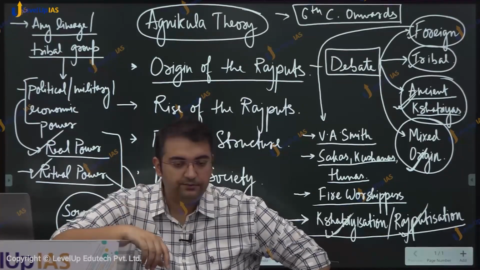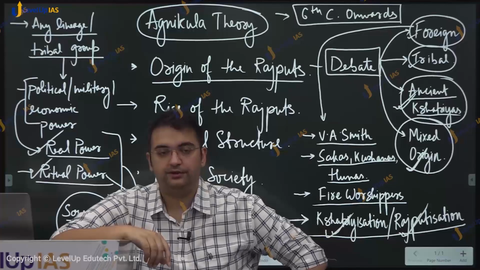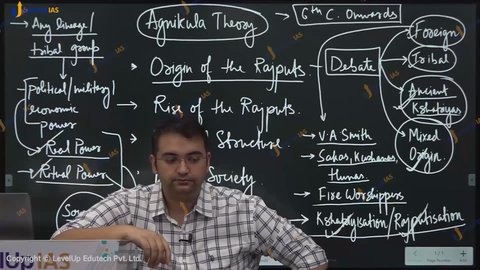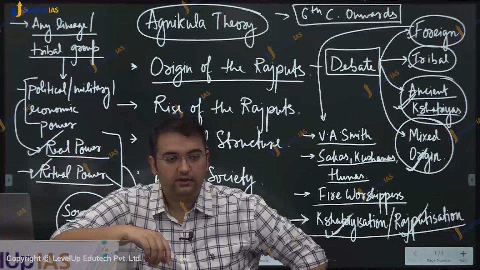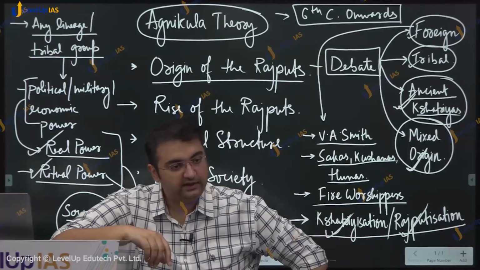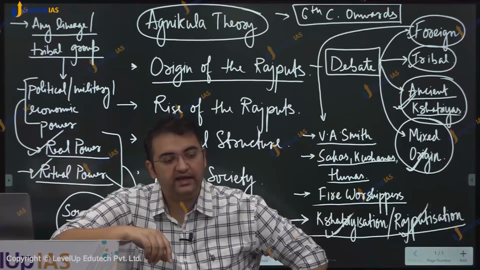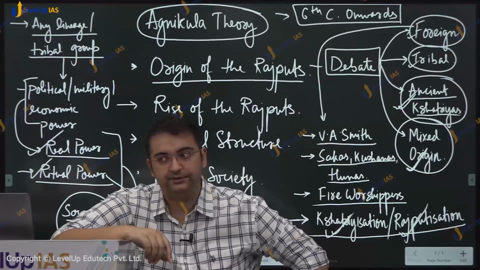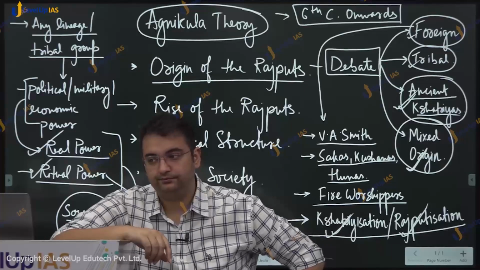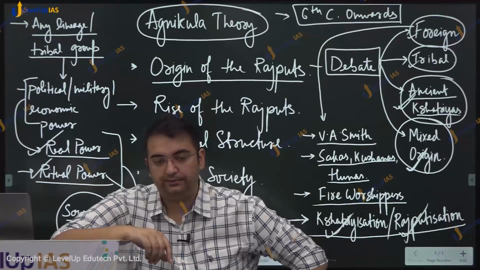पहला सब हेडिंग दो, theory of foreign origin. इसने प्रपोज किया Vincent Smith, right? Write down in the form of points. Proposed by V.A. Smith. Next point.